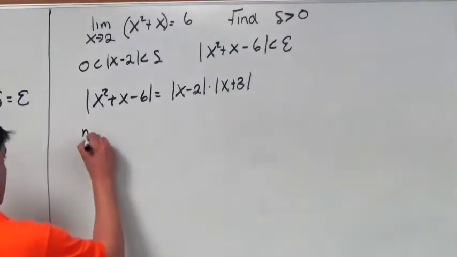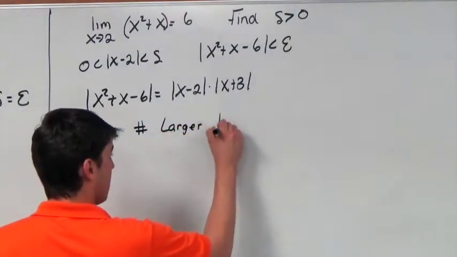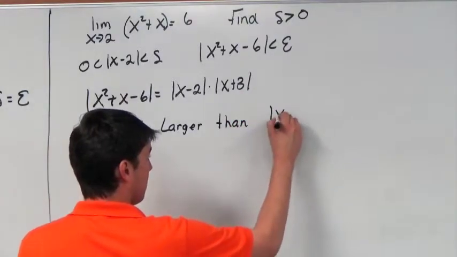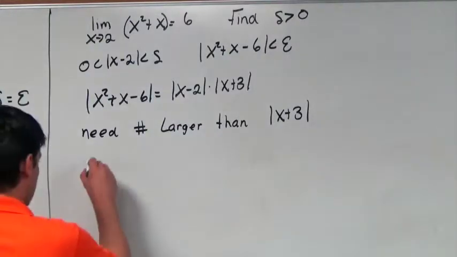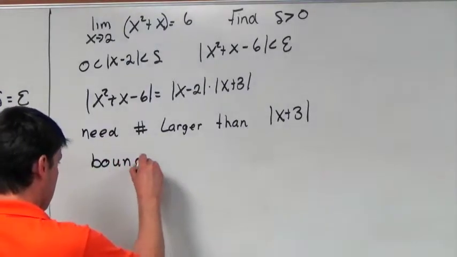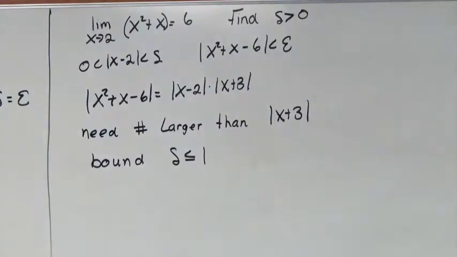So now we need some number bigger than this. So what we do is we bound delta less than or equal to 1. So what this means is bounding delta less than or equal to 1 means we're only going to look 1 unit to the left or right of c. So we're going to look 1 unit to the left and right of 2. So we should be looking between 1 and 3.